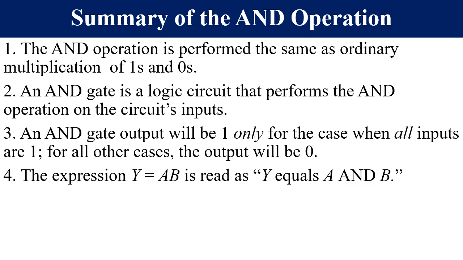An AND gate is a logic gate that performs the AND operation on the circuit inputs. Rather, an AND gate will be 1 only when all inputs are 1, and for all the other combinations of inputs the output will be 0. Then the expression Y is equal to AB is read as Y equals A and B. Please take note of the summary.